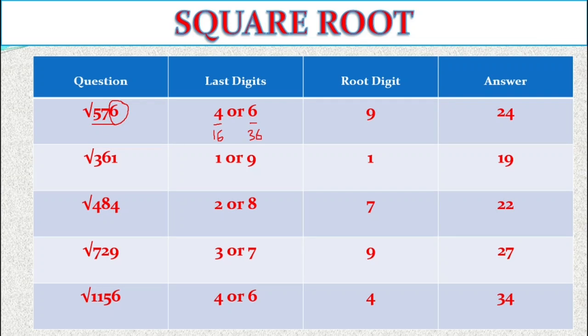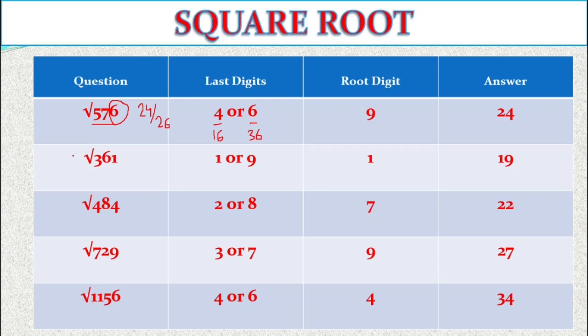Now if I have a look at 5, 1 into 1 is 1, 2 into 2 is 4, 3 into 3 is 9. I cannot take 9 because the nearest perfect square for 5 is 2. So the starting digit is 2, and already we have calculated the last digit could be either 4 or 6. So the answer is either 24 or 26. I can have any of these two values.